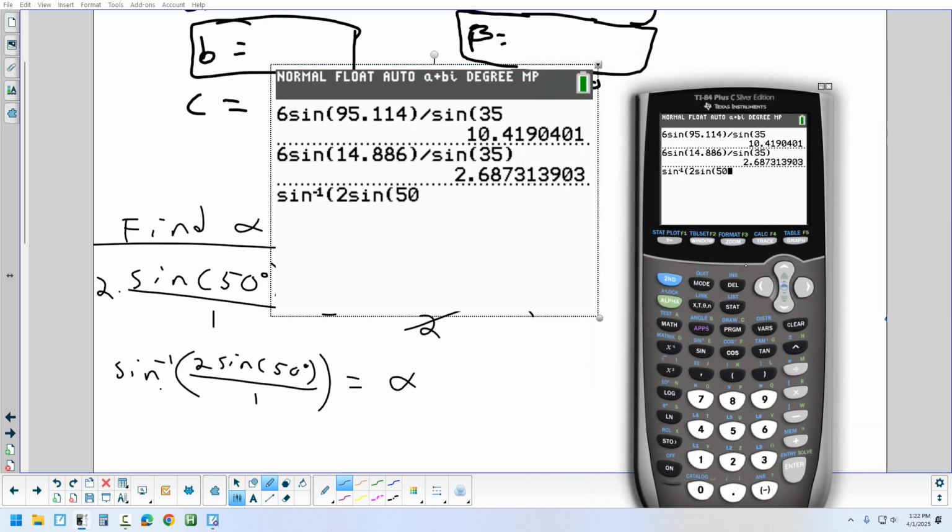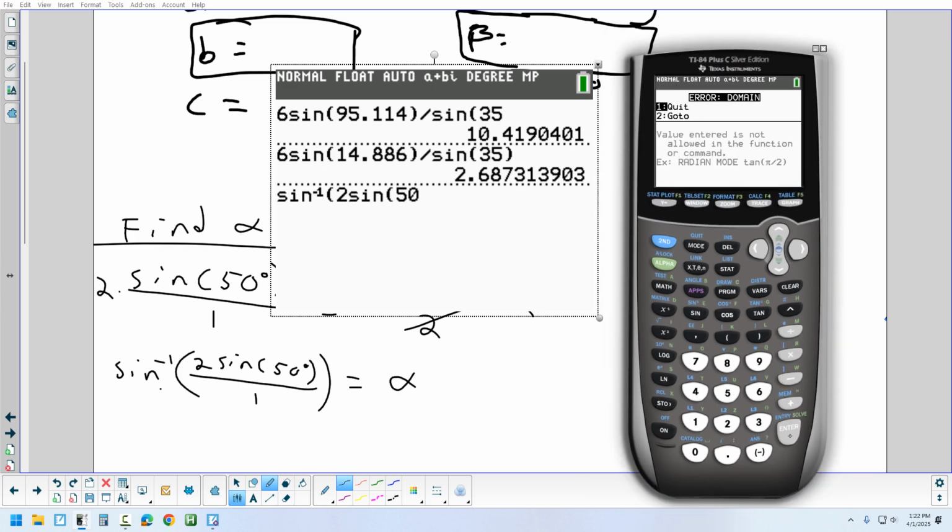Okay, so inverse sine of 2 sine 50. Do I need to close the parenthesis after the 50? Yes, you do. And then we're just dividing by 1. That's fine. We don't really need to divide by 1, but we can put it in. Might as well.